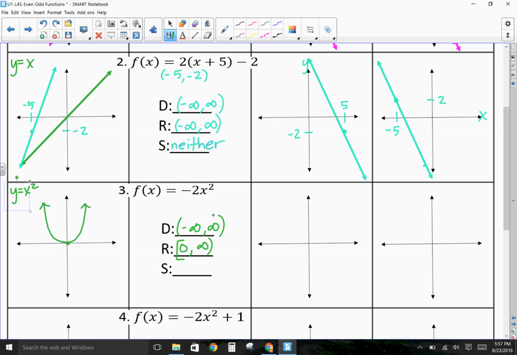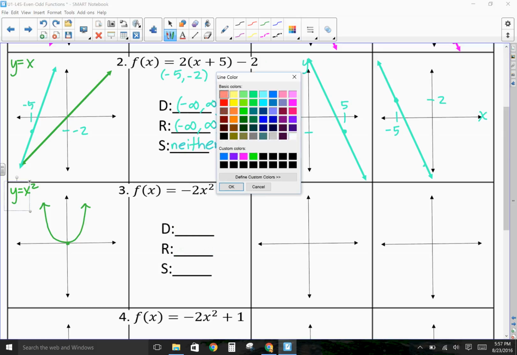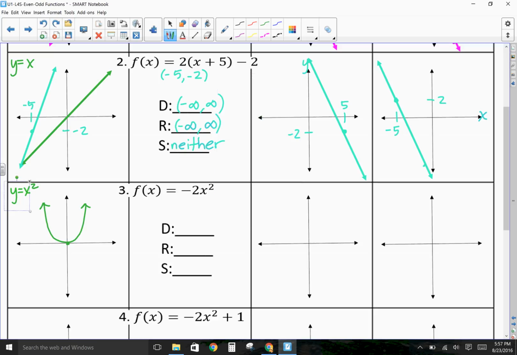My bad. You know what I didn't do, y'all? I forgot to graph the change. Let's go graph that change. I was doing the parent function. Okay, so we graphed the parent function. Now I have to talk about these changes.